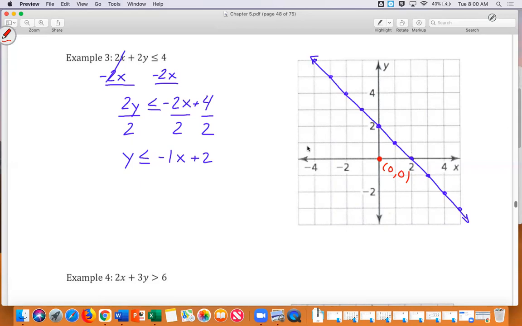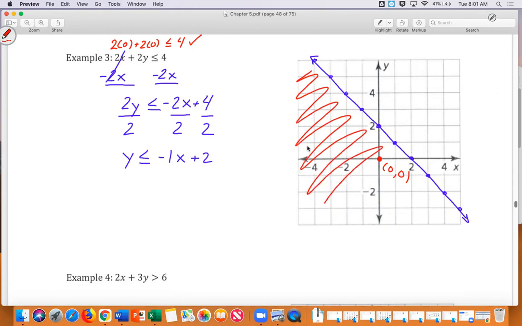Above. You said above? Emma, did you say above? Yeah. Okay, how'd you get above? Which method did you use? Did you plug in 0, 0, or did you look at the symbol? Yeah, I plugged in 0, 0. Okay. So what's 2 times 0, Emma? 0. Plus 2 times 0. Still 0. Is that less than or equal to 4? Yeah. So since it held true, we shade on the side of 0, 0 since that point worked. So we're actually going to shade below. Do you see that, Emma? Yeah. Okay.